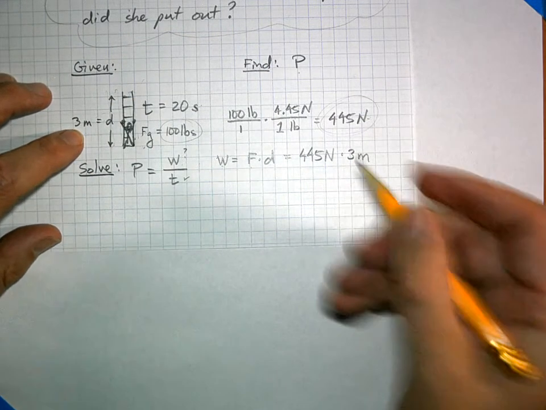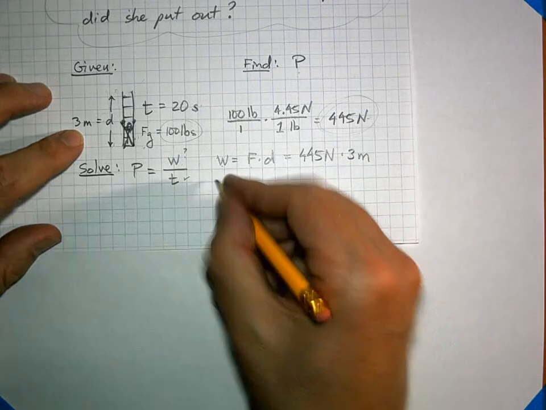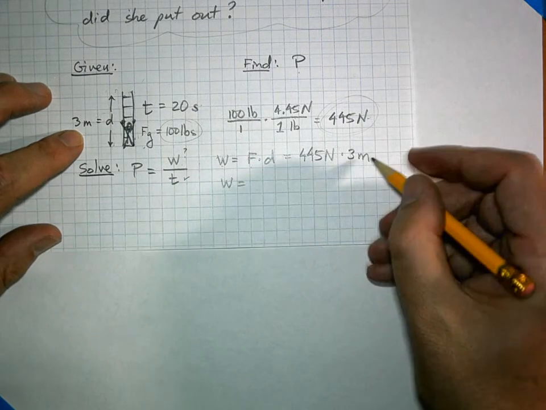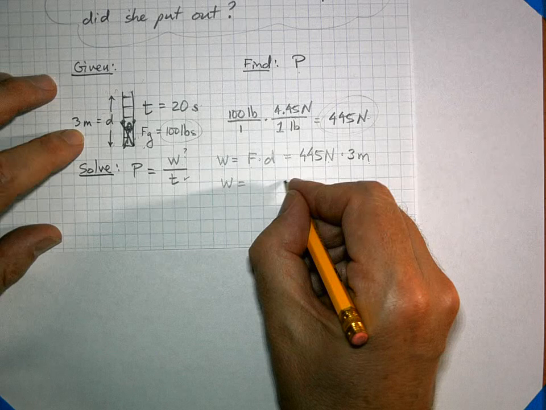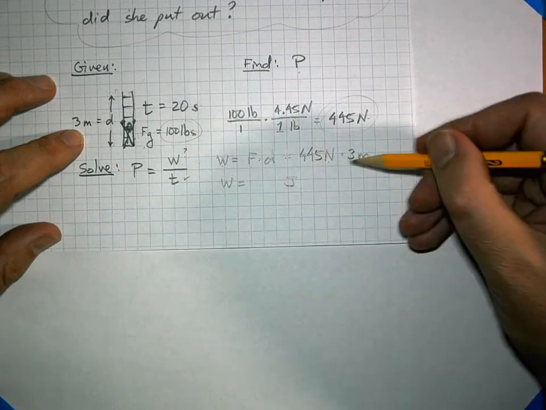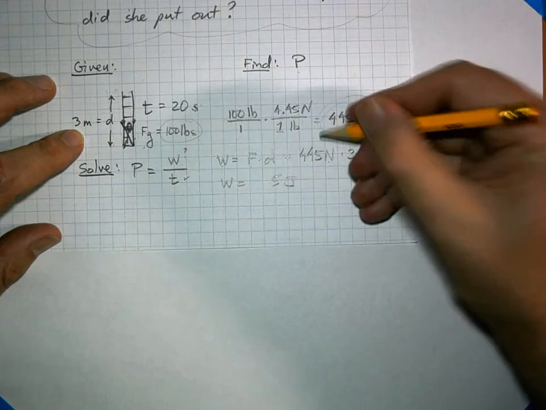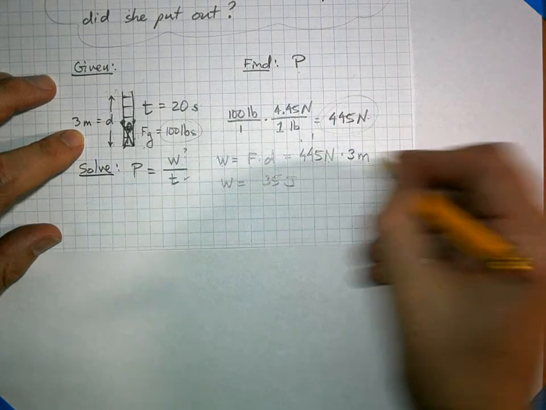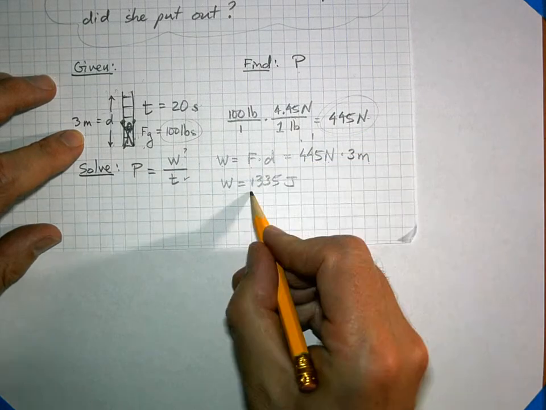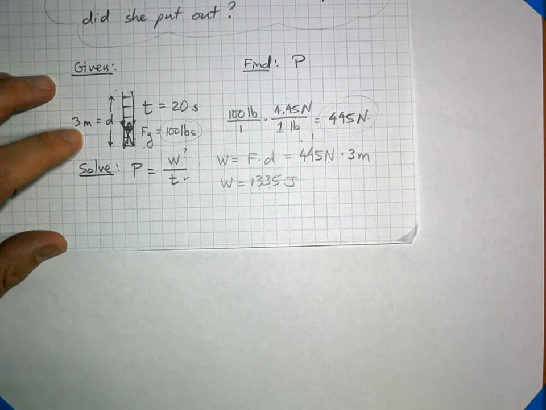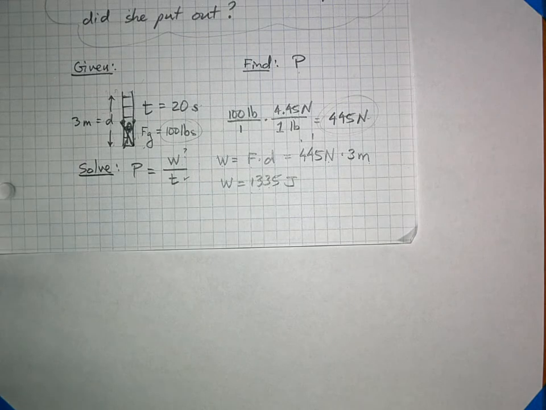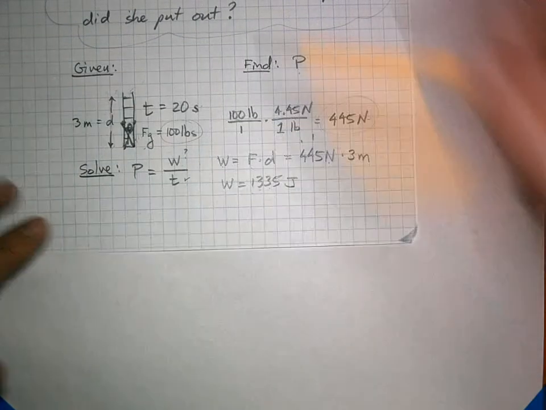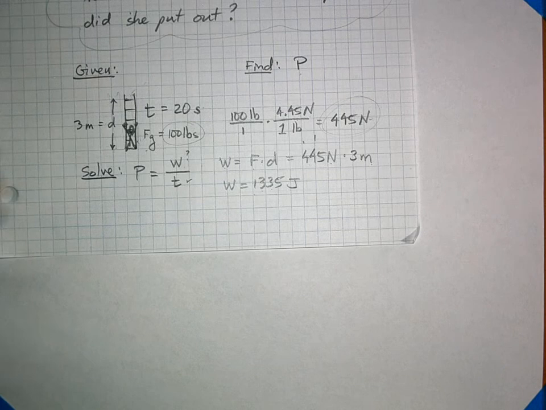Now you can use a calculator to do this. I'm going to try not to. What's a newton times a meter? That's a joule. And then 3 times 5 is 15. 3 times 4 is 12. So 1,335 joules. That's how much work it took for her to climb the ladder. Really, that's her gain in gravitational potential energy, too, if you want to think of it that way.